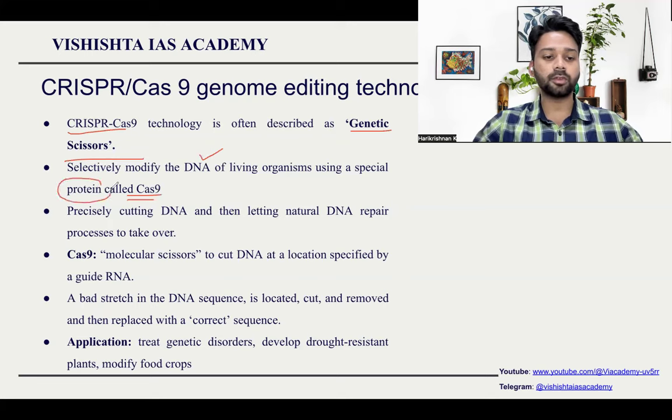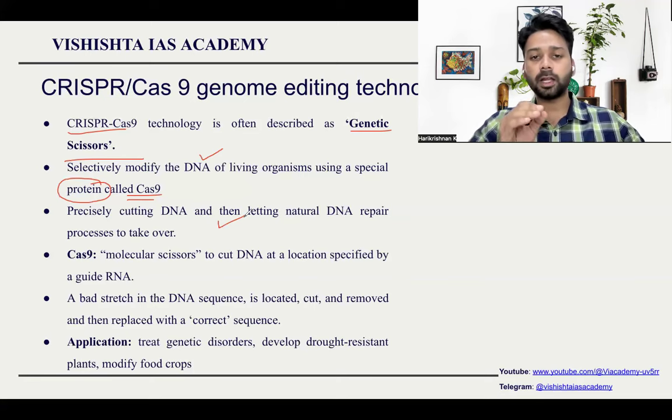These kinds of words are very important. CRISPR and Cas are there. So what is CRISPR? What is Cas? Cas9 is actually a protein. CRISPR is called molecular scissors because it cuts the DNA, and Cas9 is a special protein. It precisely cuts the DNA and lets the natural DNA repair mechanism work. Wherever the problem is, this CRISPR-Cas technology will identify that particular part of DNA, cut it, and patch it up so that the problem will be overcome.